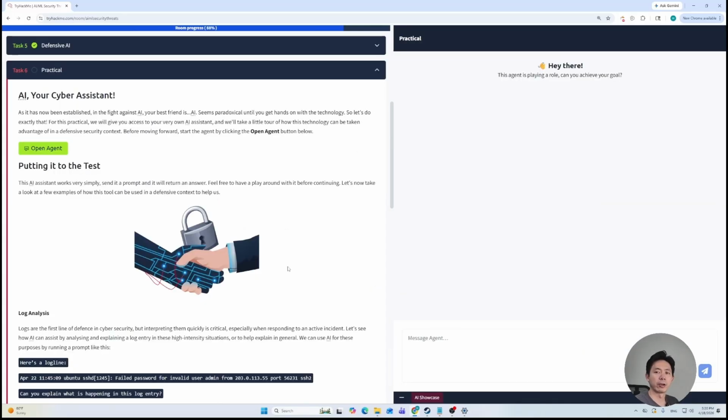Alright, so we have talked about the theories. Let's go into the practical part of this room. There will be several cybersecurity scenarios where we can use AI to help us complete a task. So let's take a look at them.